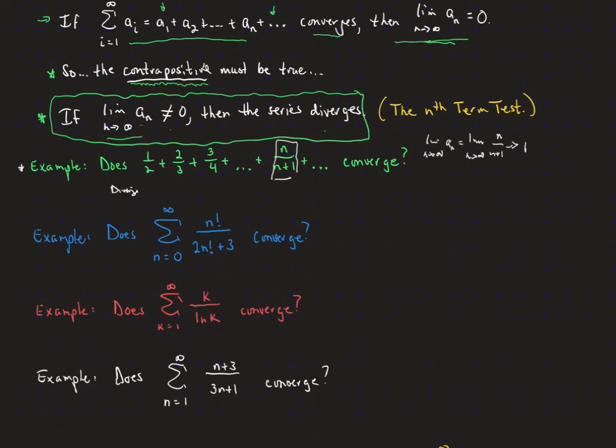Now, it gets a little more complicated. So now we're looking at this summation of n factorial over 2n factorial plus 3. Now let's make sure we know what these n factorials are. So 5 factorial means 5 times 4 times 3 times 2 times 1. So n factorial means n times n minus 1 times n minus 2, all the way. You just keep doing this until eventually you get to 3 times 2 times 1. Okay, so these get really big really fast.